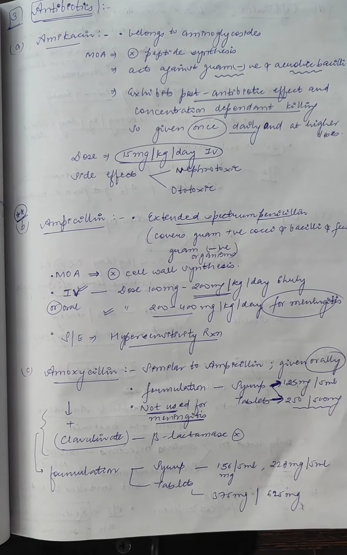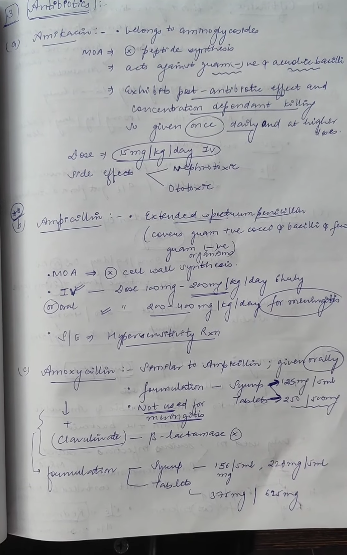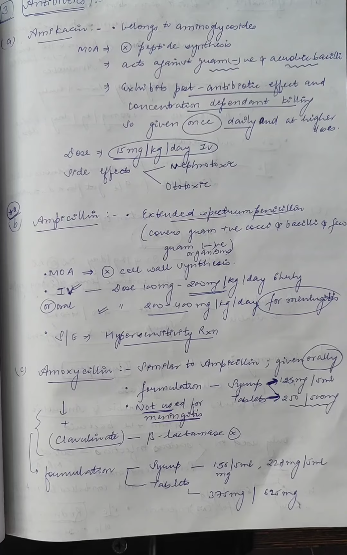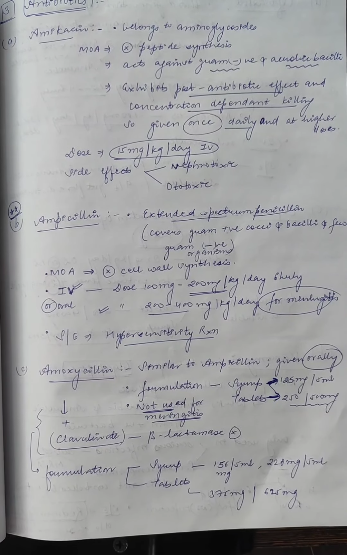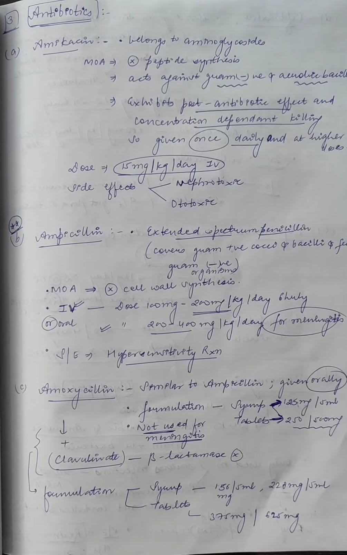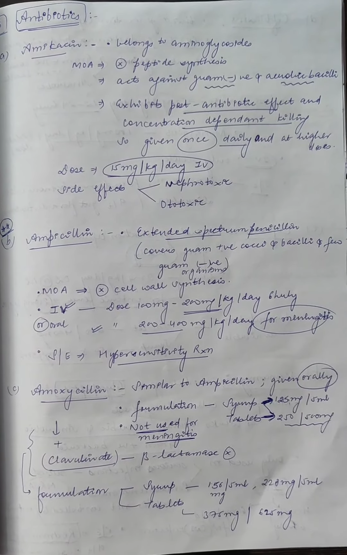It exhibits post-antibiotic effect and concentration-dependent killing, so it is to be given once daily and at higher doses. The dose which is usually given is 15 mg per kg per day IV. Side effects include nephrotoxicity and ototoxicity.